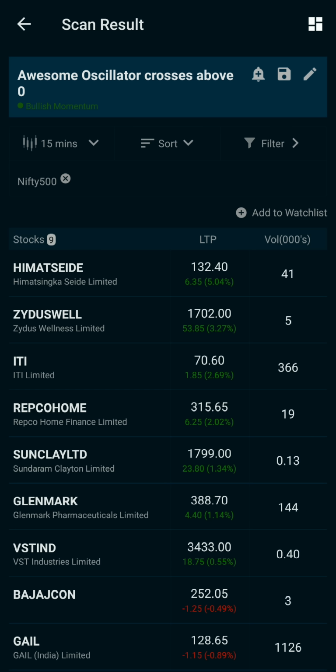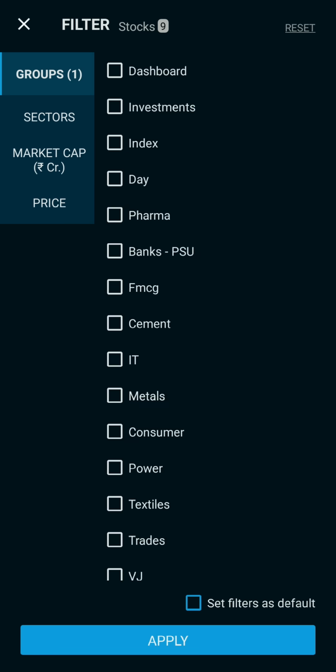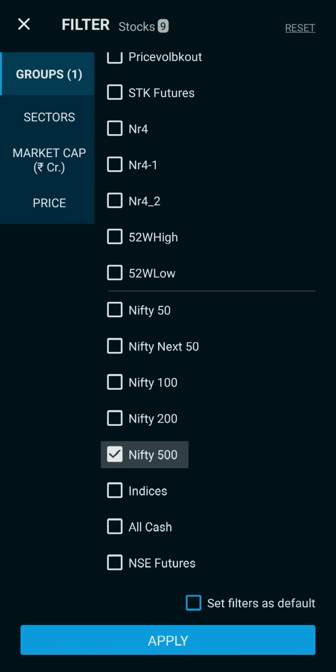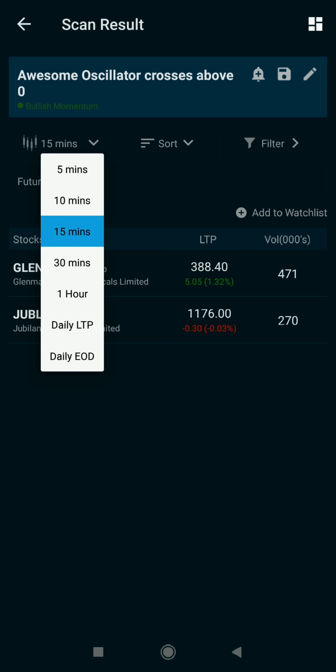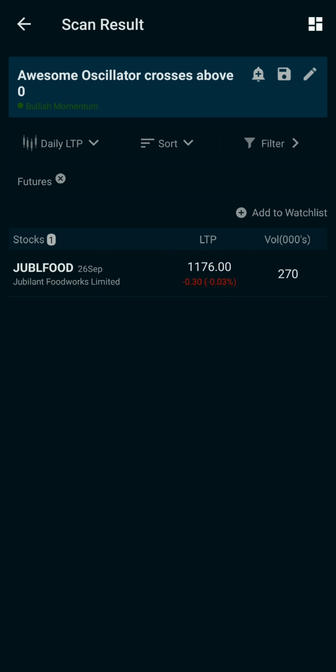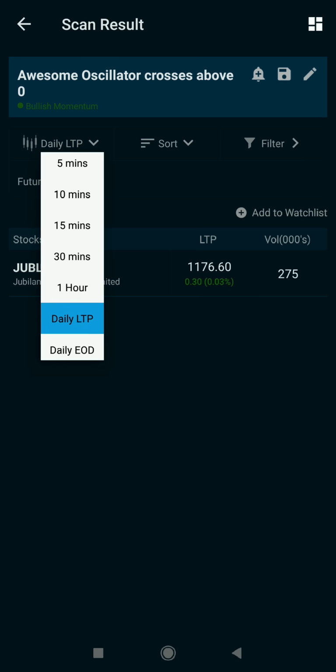I want to filter the results to Nifty future stocks only. So let me do that. Then I take out the Nifty 500 results. My current time frame is 15 minutes. I can also scan for different time frames. I tried the daily LTP and I have Jubilant Food there as well.